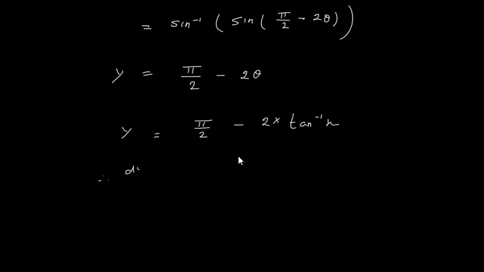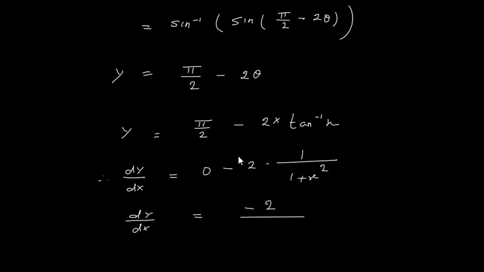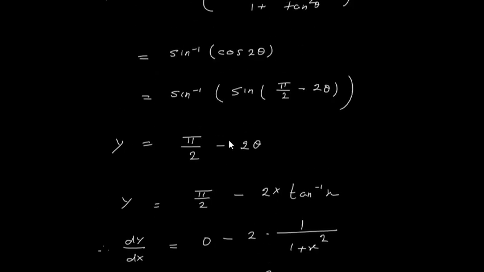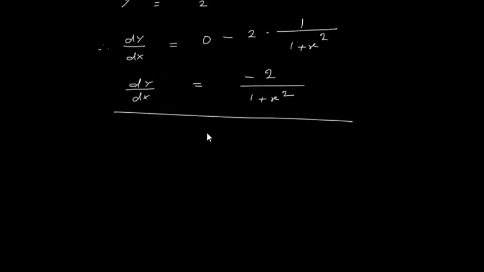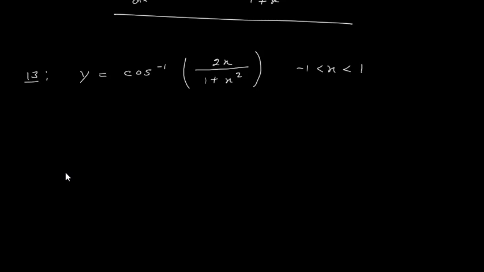So therefore dy upon dx is equal to the derivative of pi by 2, which is 0, minus 2 into the derivative of tan inverse x, which is 1 upon 1 plus x square. So I have dy upon dx is equal to minus 2 upon 1 plus x square. This is the derivative of the function. Okay, now let us check the next. The 13th question is y is equal to cos inverse of 2x upon 1 plus x square.